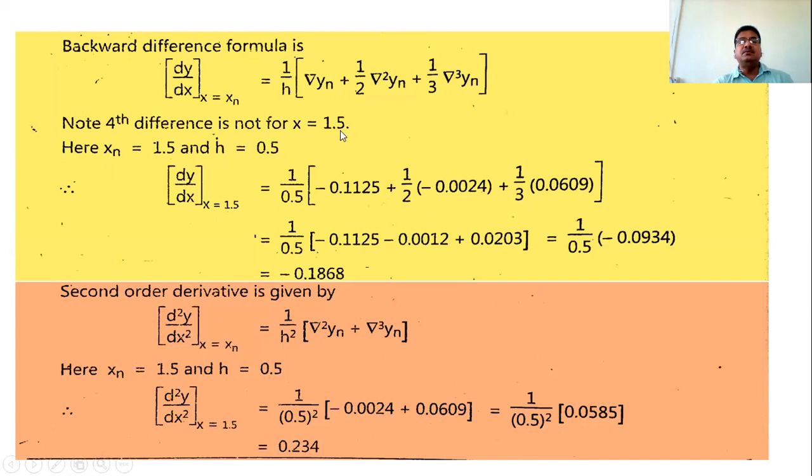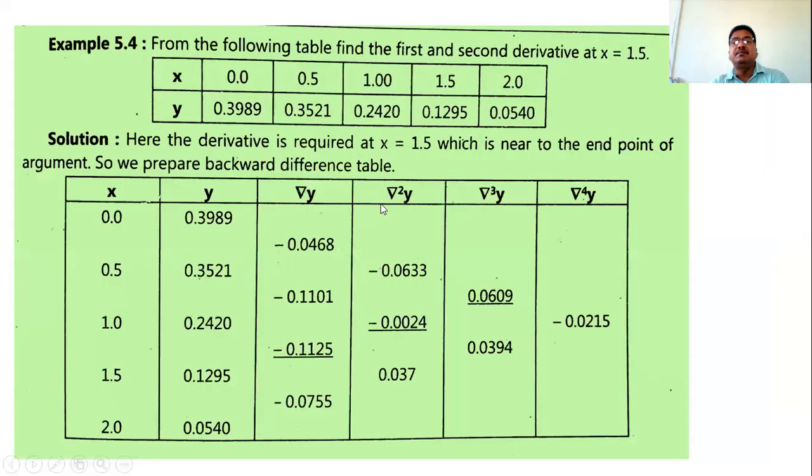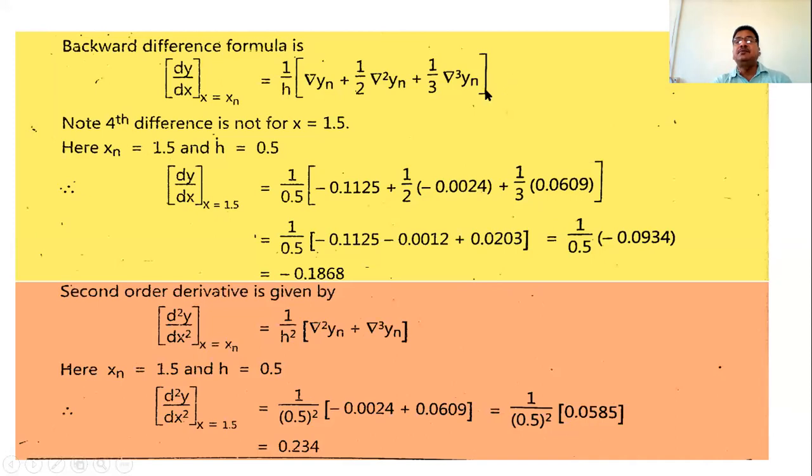for x is equal to 1.5. There is no need to write the fourth order difference term, that is the del raised to 4yn term, because the differences of the fourth order and further higher order are 0 for this example. What is the table? This is xn. This is yn. This is del yn, del square yn, this value, and this value is del cube yn. So further differences are 0, and so write only terms up to del cube yn.